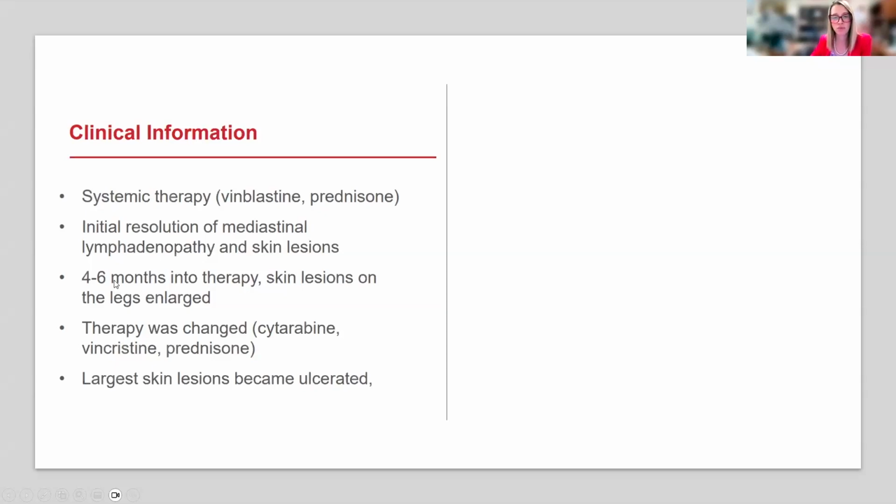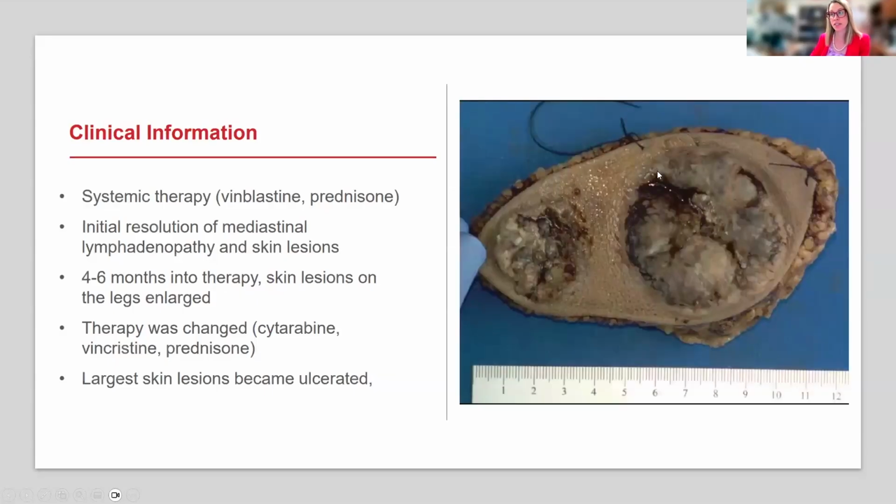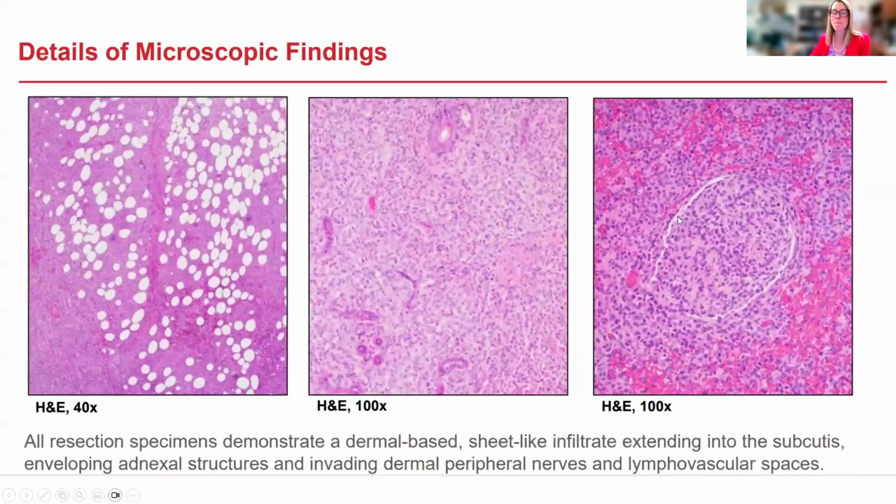But about 4 to 6 months into therapy, these lesions not only came back, they started to enlarge. So therapy was changed and added cytarabine, but the lesions kept increasing, and it became so large that it was starting to become somewhat disfiguring. I mean, this is a large 12-centimeter lesion with these multiple ulcerated areas. This isn't sort of typical for LCH.